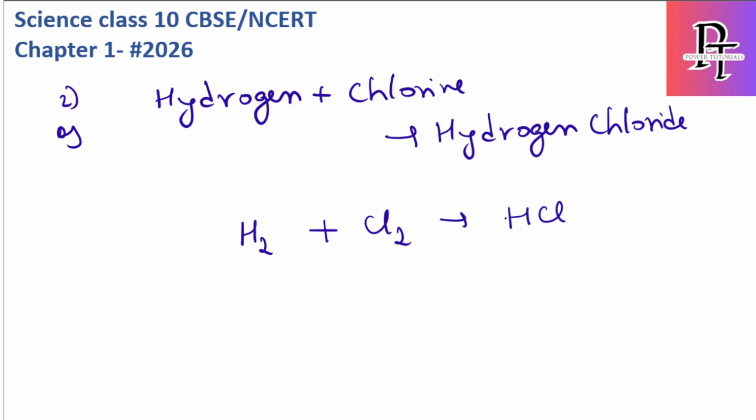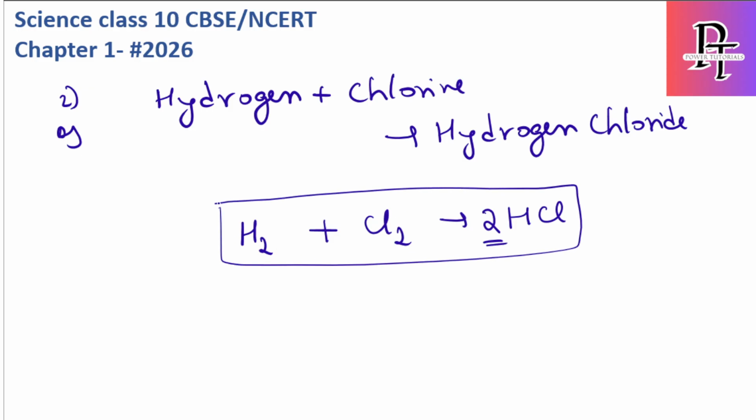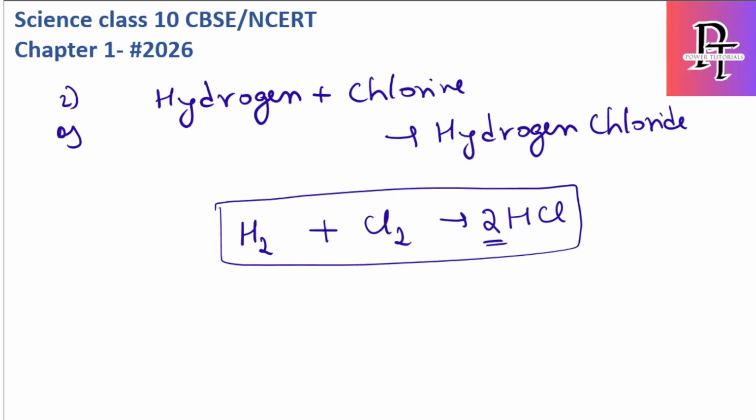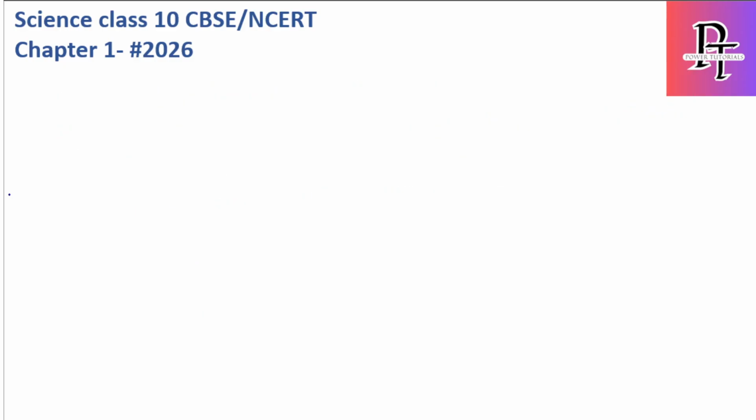So this is an easy question. Simply by keeping a coefficient of 2 here, I can say it is a balanced chemical equation, because now I can say hydrogen 2, chlorine 2, and this 2 is applicable for both hydrogen and chlorine. So this is a balanced chemical equation. As I mentioned, the remaining questions I will solve in the live session, mostly tomorrow. I will keep a live session and explain.